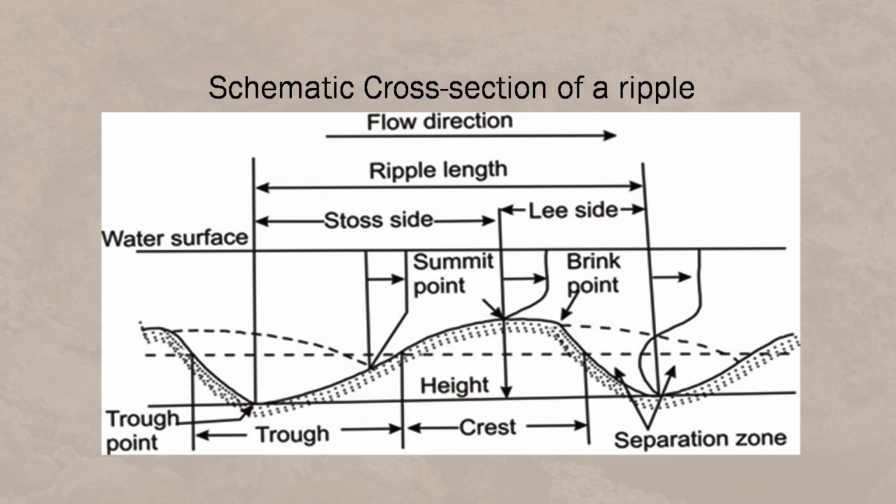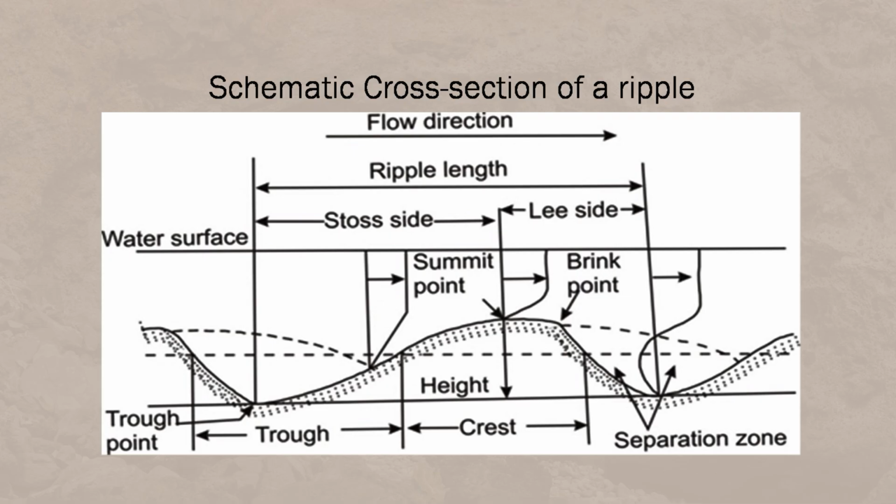And after the summit point, the grains start dropping again in a very fast manner, and that is called the brink point. And the brink point finally reaches the trough again, and then again it is repeated. And that is how we call a train of ripples is formed. So these nomenclatures: the top crest of the fall is called summit point, and the point where the sediment becomes unstable and starts falling on the right side is called brink point.